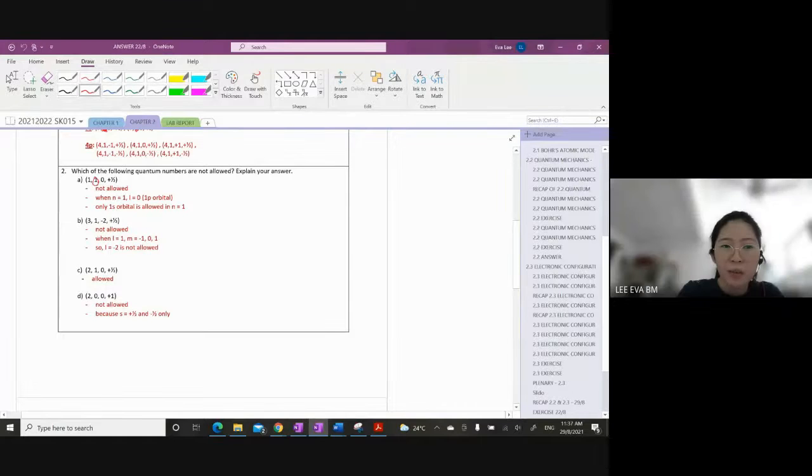The value of our L. Okay, because L can only go up to n minus 1. Since our n value is 1, 1 minus 1 is 0, so the only number is 0. Okay, so write down your answer. So when n equals 1, L equals 0, which is 1s.